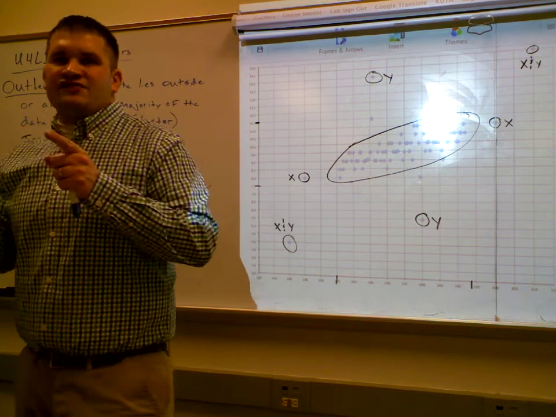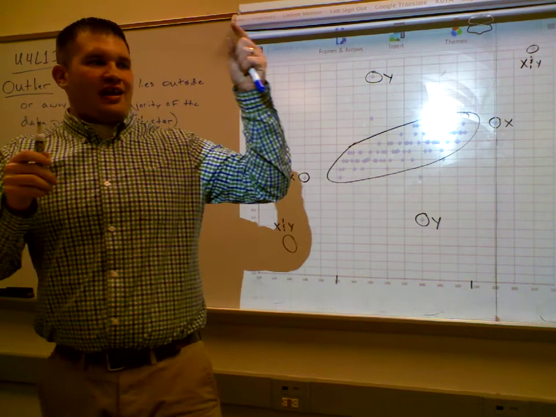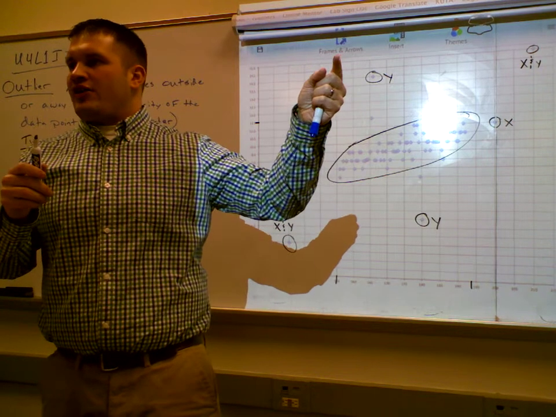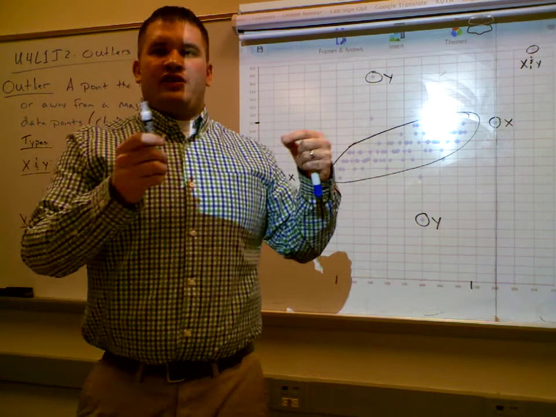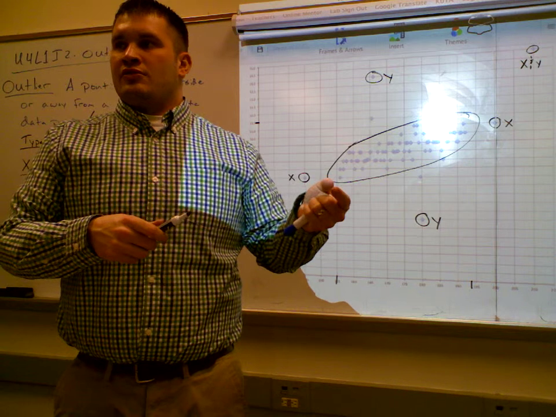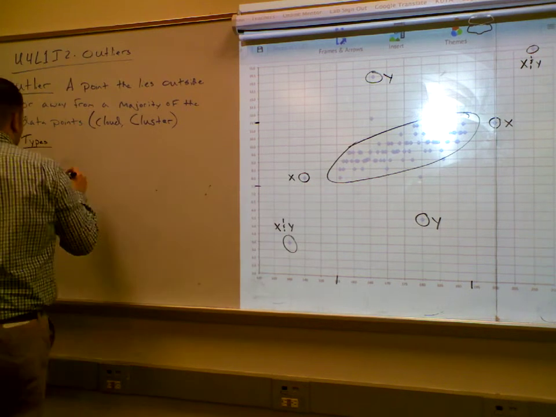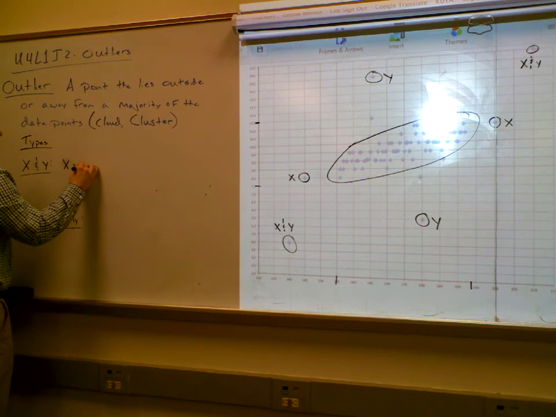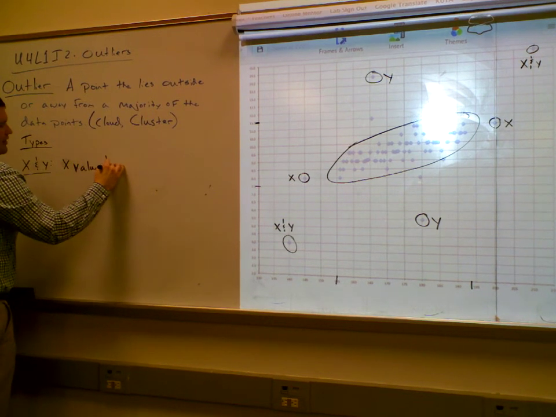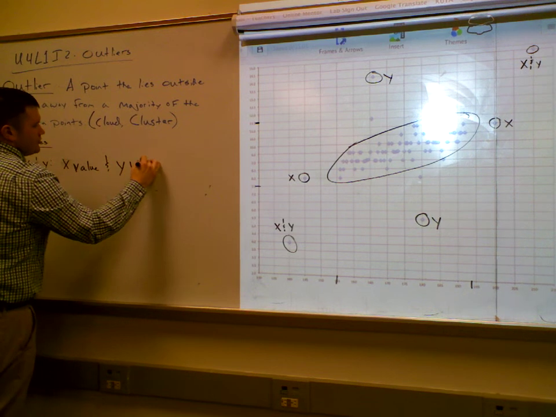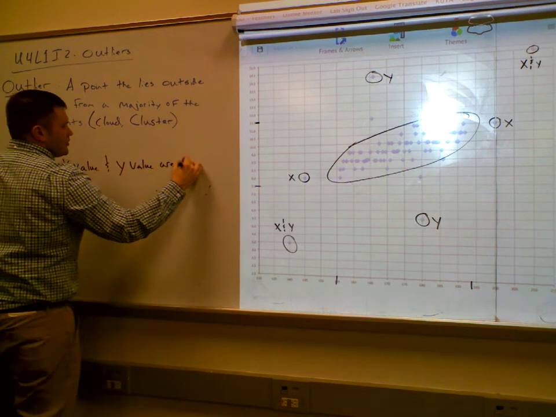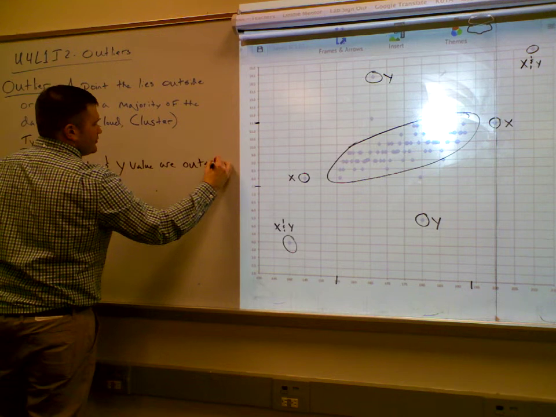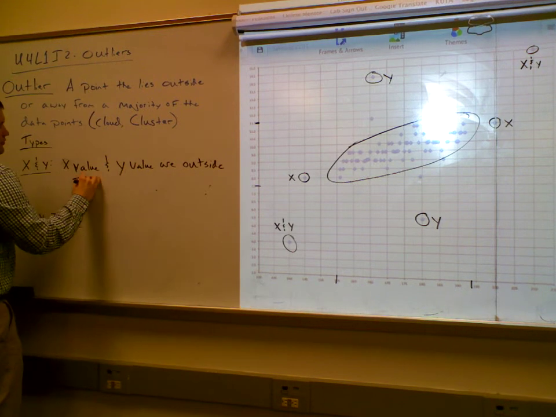So it's an x and y outlier if the x value and the y value are outside of the cloud. So x and y outliers mean the x value and y value are outside the cloud.